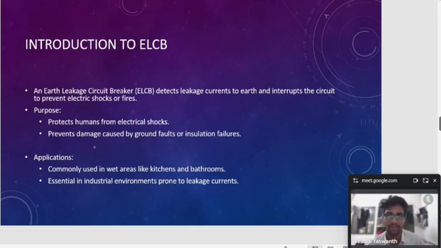And the applications where this ELCB is used: wherever there is a wet area, most commonly we will use it in wet areas. It seems, I don't know, but anyhow, we are learning something.